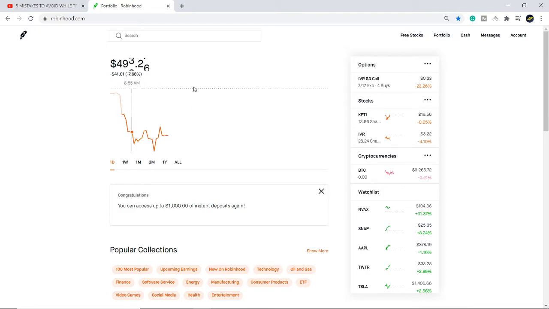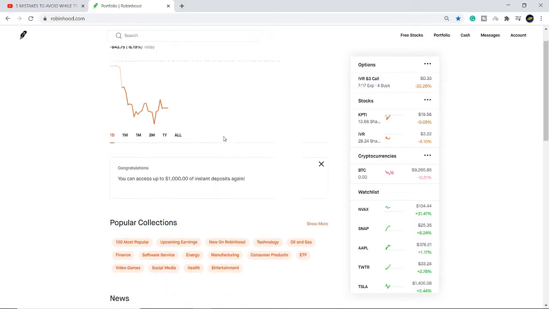And yeah, so my portfolio right now is at $490. I'm down $44, but that's because I'm trading options with a 2-week expiration date. It expires the 17th, so I got plenty of time.